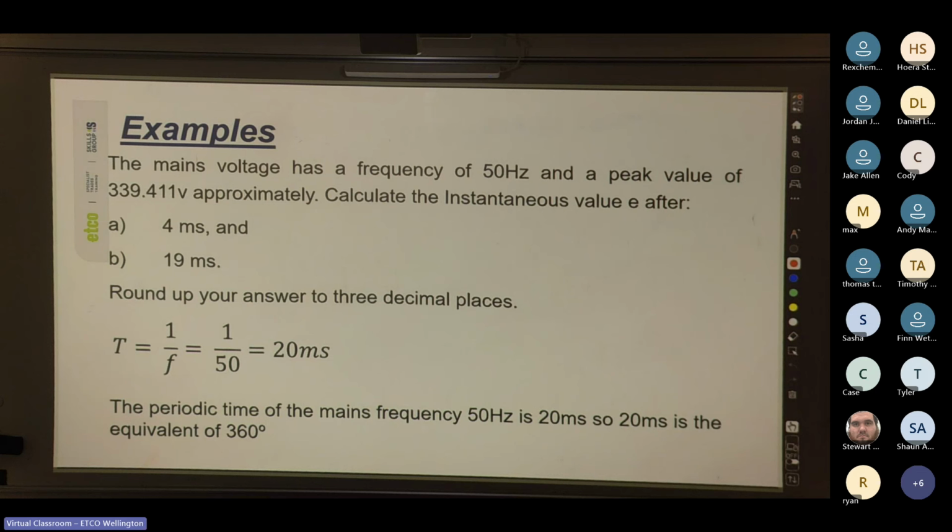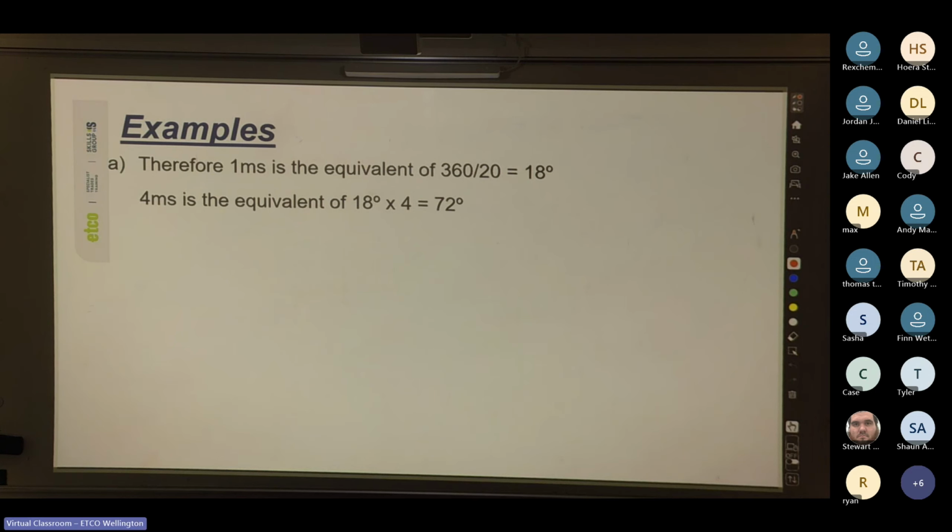Yeah, so now that we know how long it takes to complete one cycle, so the time period is 1 divided by frequency, 1 divided by 50, 20 milliseconds. So we can take 360 and chop that up into 1 millisecond pieces, which gives us 18 degrees. So we can then take our 18 degrees and multiply it by 4 milliseconds, which gives us 72. And then because we know E equals E sine theta, we know our angle is 72 degrees.